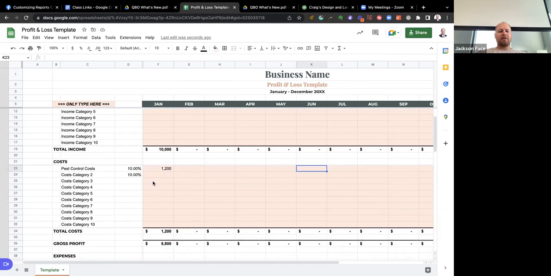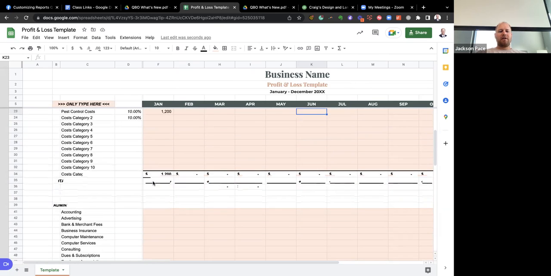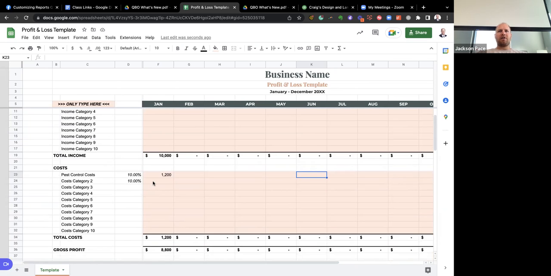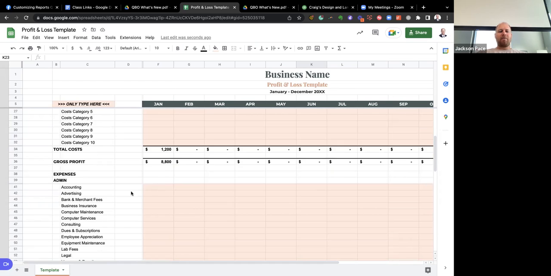Okay, so income, cost. Now we're down to expenses. So the different buckets that we have here, we have the income bucket. This is all the money coming into the business. We have the costs. These are our direct costs to produce that income. And then we have our expenses. And so these are everything that's more of an indirect cost of producing that income.